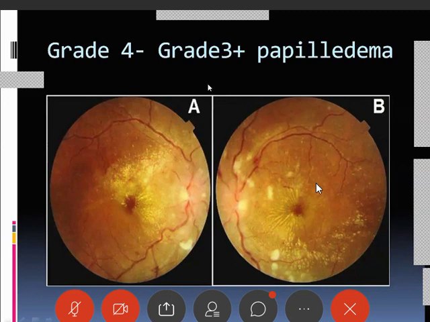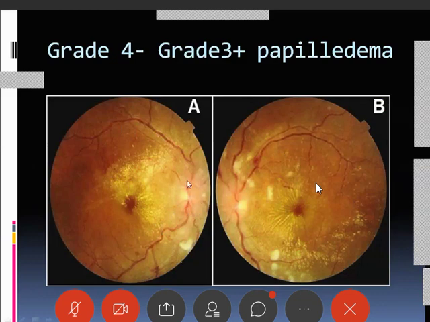So then coming to grade 4. Grade 4 is nothing but grade 3 plus papilledema. I told you that papilledema is nothing but the optic disc edema. So we are able to see the arteriolar narrowing, the cotton wool spots and the superficial hemorrhages. Along with these findings, there is a disc edema. Then in this picture, how can we say that there is disc edema?